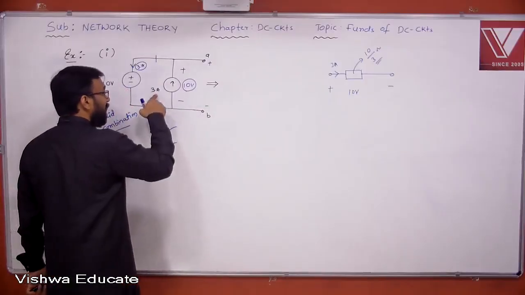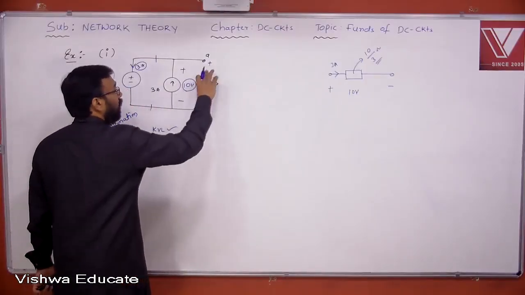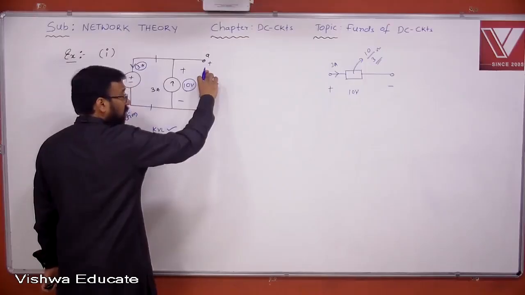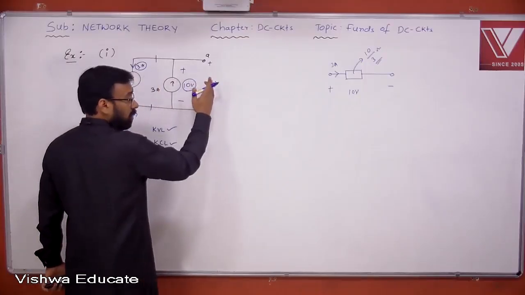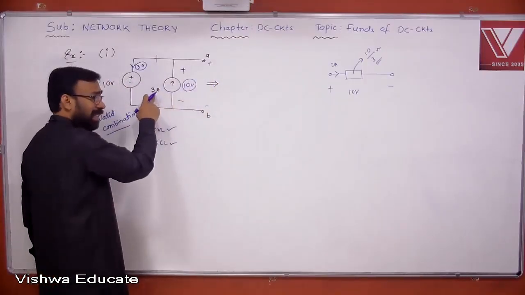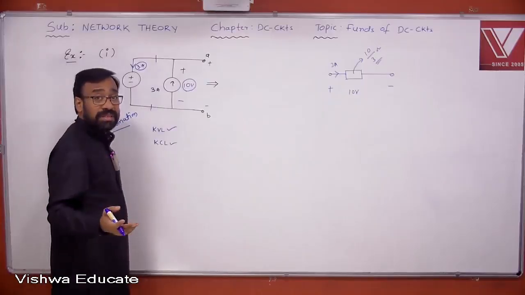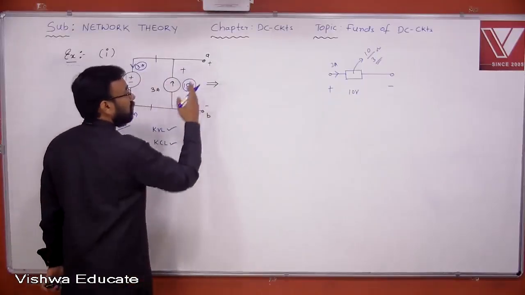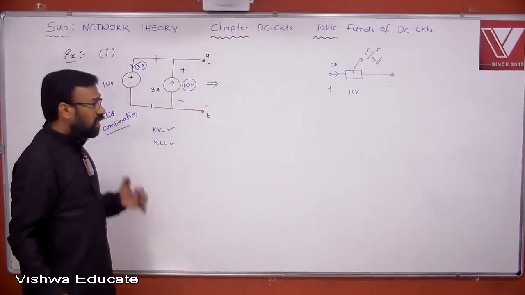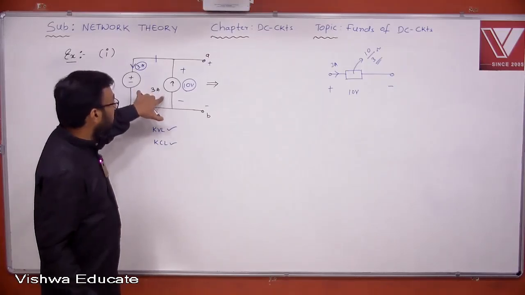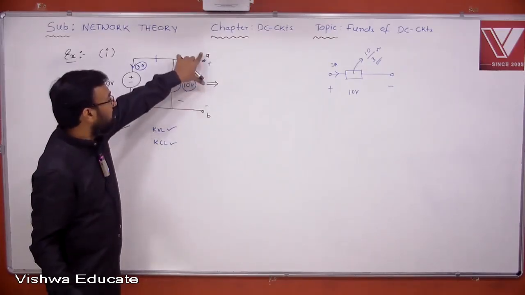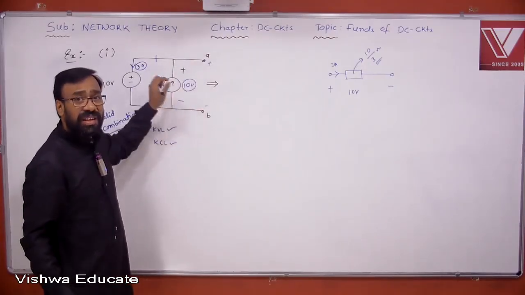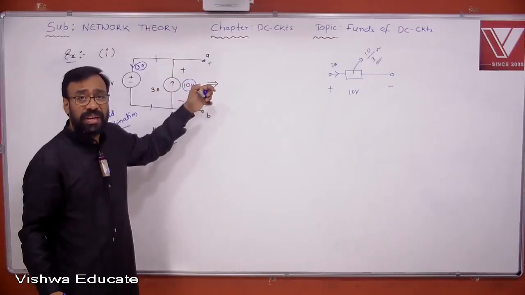Let us replace this 3 amperes by 30 amperes. Then what is the voltage here? Still 10 volts. Let us replace this 3 amperes by 300 amperes. Still 10 volts. What does it mean? What is the role of this particular current source on the potential difference between this AB? Is it really influencing the voltage across AB here? No.